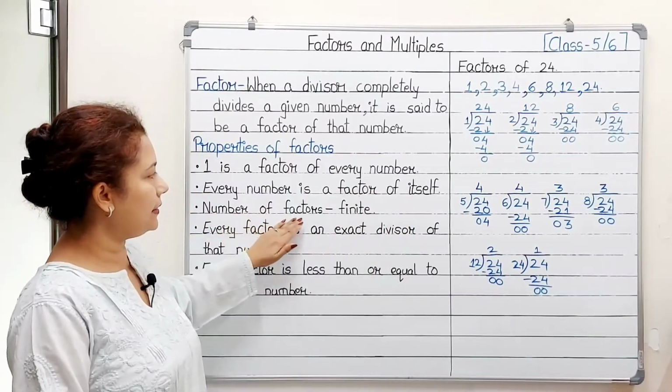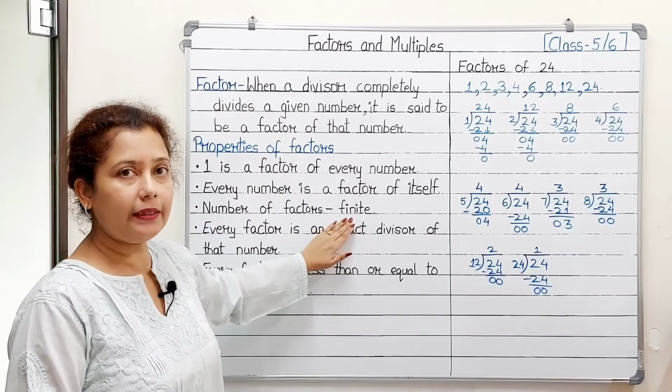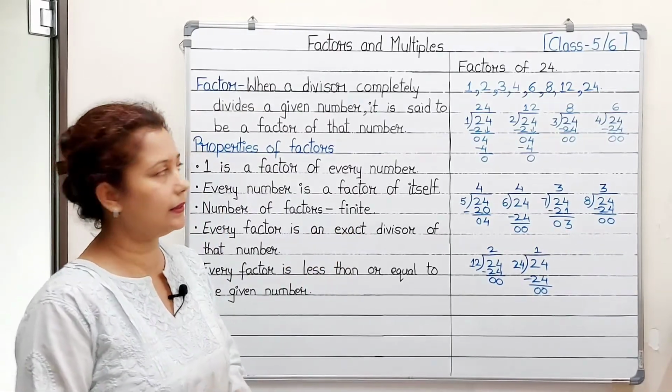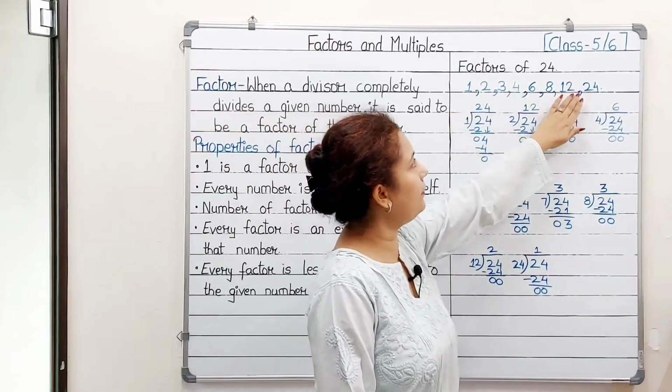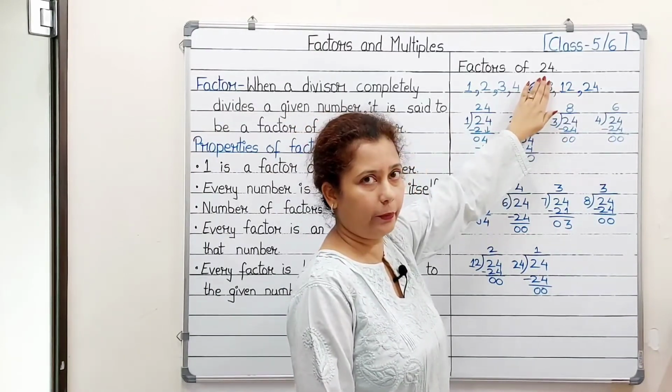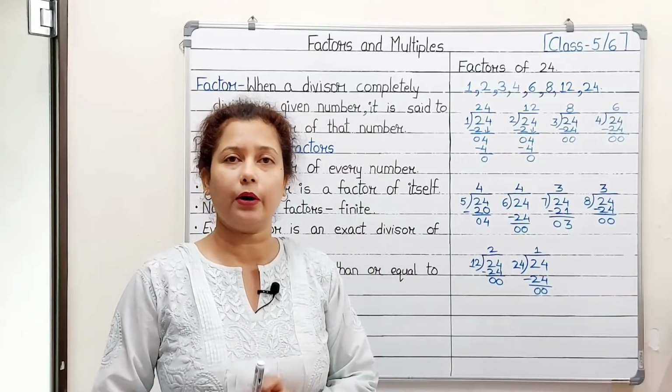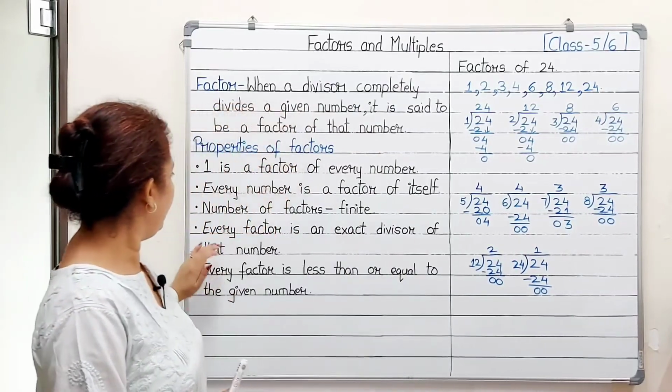The number of factors is finite. Finite means every number will have a fixed number of factors. Here there are 8 factors of 24. So each number will have a fixed number of factors.